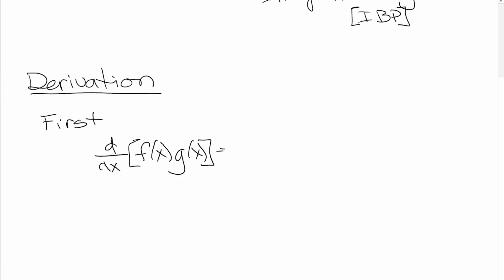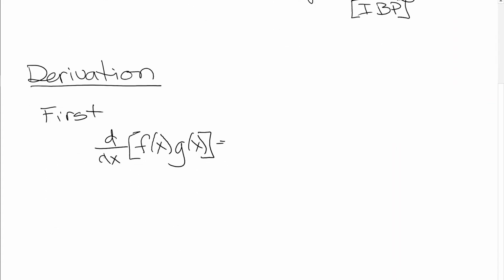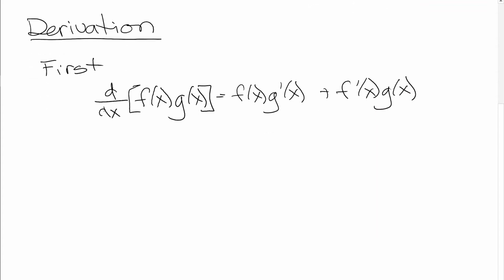Now this is a nice review from Calculus 1 of a basic derivative rule. This is going to be the first function f of x times the derivative of the second, so that's g prime of x, plus the second, which is f prime of x, times the first, which is g of x. Well, now we want to talk about integrating functions, not differentiating them, so we are going to integrate both sides of this equation.